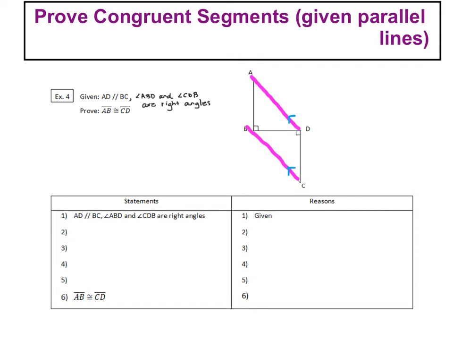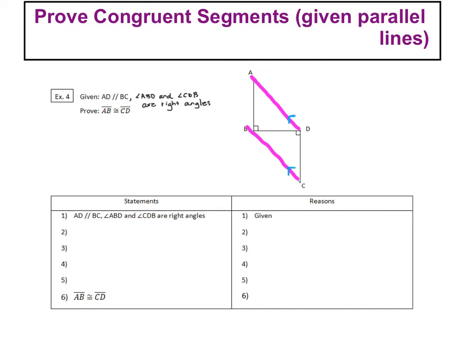Alright, and then we're also given that angle ABD and angle CDB are right angles, and that's already marked for us in the picture. So those are right angles. In our proof, we put all of the givens up in the first line and just stated it as given, so that's starting us off.